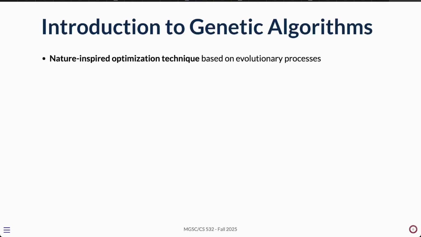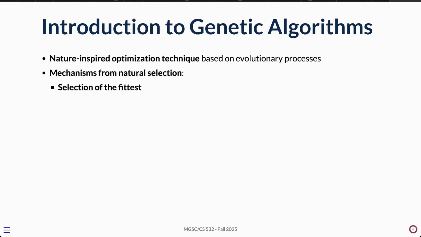Genetic algorithms are nature inspired optimization techniques that are based on evolutionary principles. If you think about it, nature has always been solving these optimization problems for millions of years. How do birds develop the wing structure needed to efficiently fly? How can predators evolve the ideal hunting strategies? And the answer to that is evolution, which is this continuous improvement through selection, reproduction, and variation.